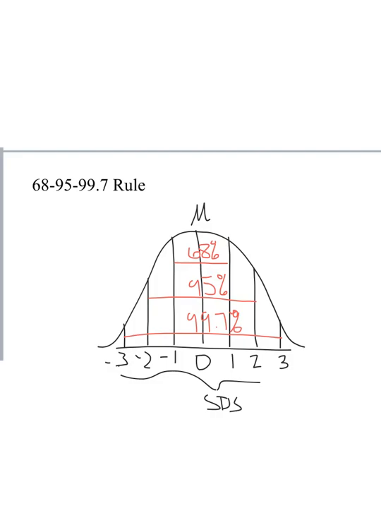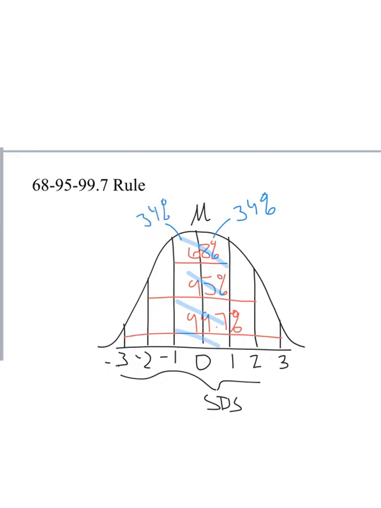If I were to look here, this middle 68, note it's divided into 2 symmetric halves. If I do half of 68, I know this vertical piece right here is 34%. And that means this vertical piece is 34%.